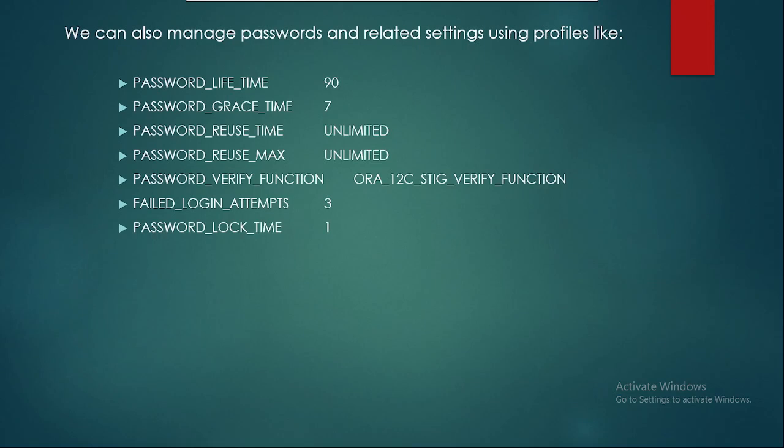Like, if you set it to 1, and the failed login attempts you have put is 3, then after 3 failed logins your account will be locked out. Then after applying a password lock time of 1 day, you will be able to reset your password after 1 day. If this is 2, then you will be able to reset your password after 2 days. So this is the parameter related to once your account is locked out.